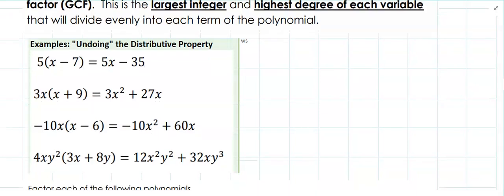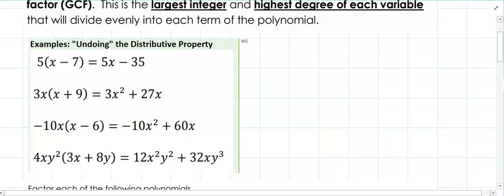Instead of starting with an expression like this, we're going to start with something like this without the parentheses and look at the two terms and think, what do they both have in common that we could pull out from each?